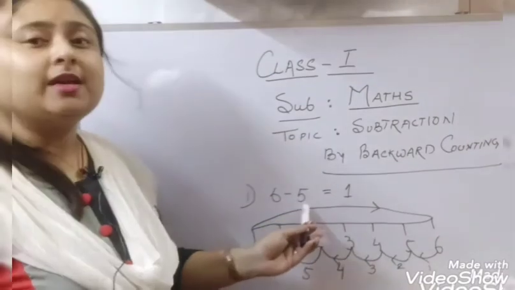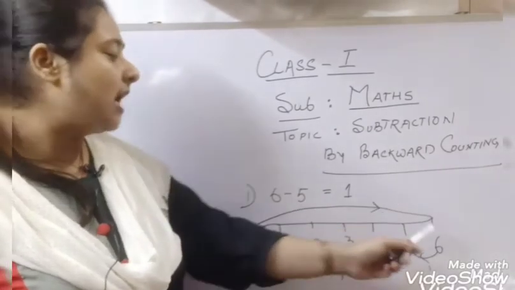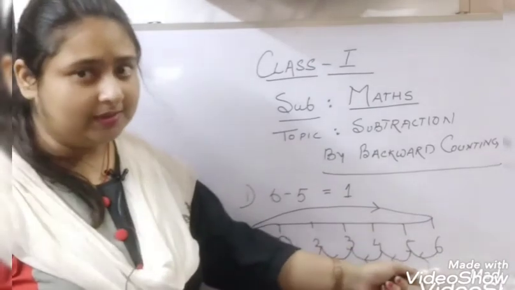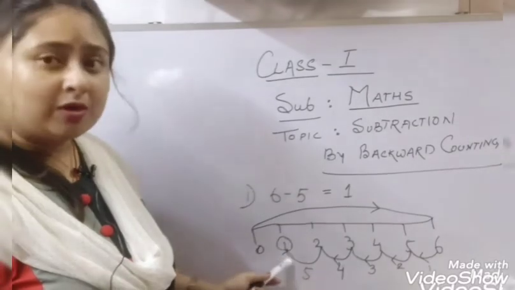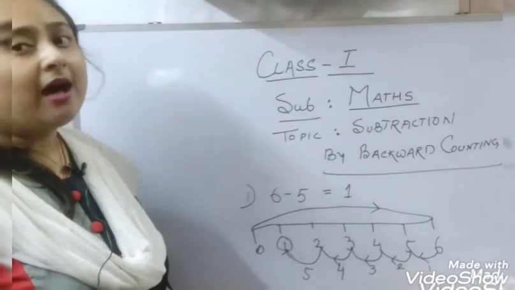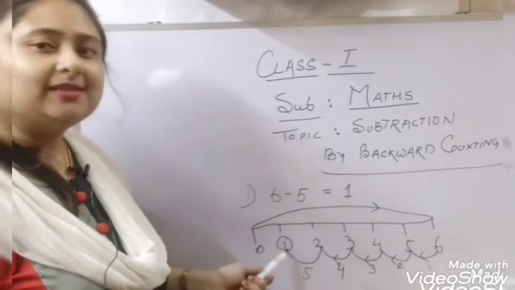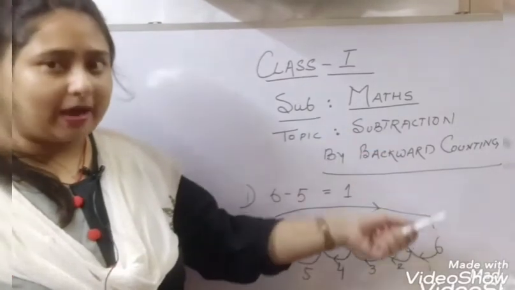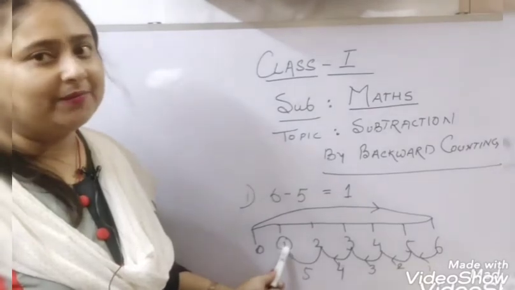So we have the smaller number 5 and already we have drawn 5 small arrows starting from 6 towards 0, that is starting from backwards. We have drawn 5 small arrows. So what is our last destination, children? We have the last number as 1. Okay, so this is our final answer. So counting from backwards, we have reached number 1.